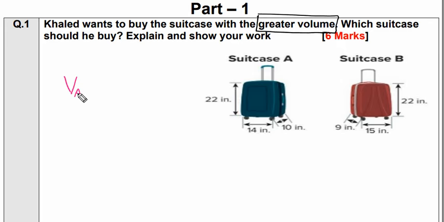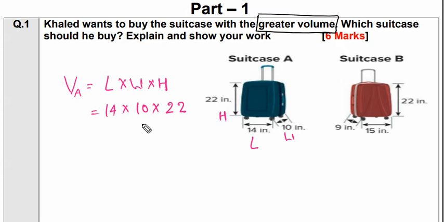So volume A is length times width times height. Length times width times height. So let's put the values. 14 times, multiply these two numbers, put the same number, multiply again, and you will get your answer. So you solve it and try to find what your answer is. Don't forget to write the unit.